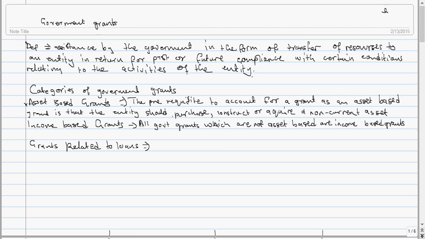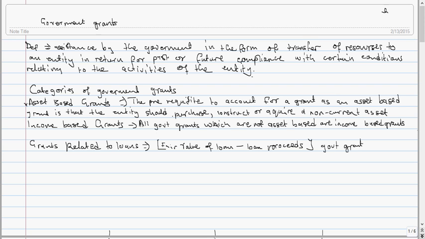So for grants related to loans, you are saying fair value of the loan minus loan proceeds. So the difference between the fair value of the loan and the loan proceeds constitutes the government grant. If the loan relates to income, it should be accounted for as an income grant or a deduction from the related expense, as with any other income grant.